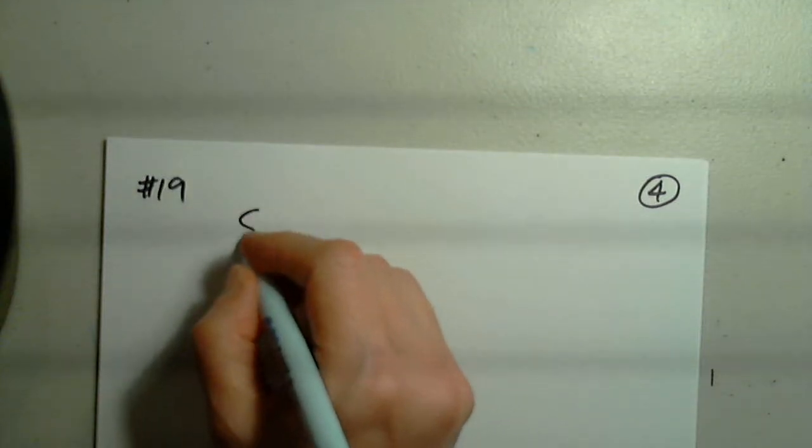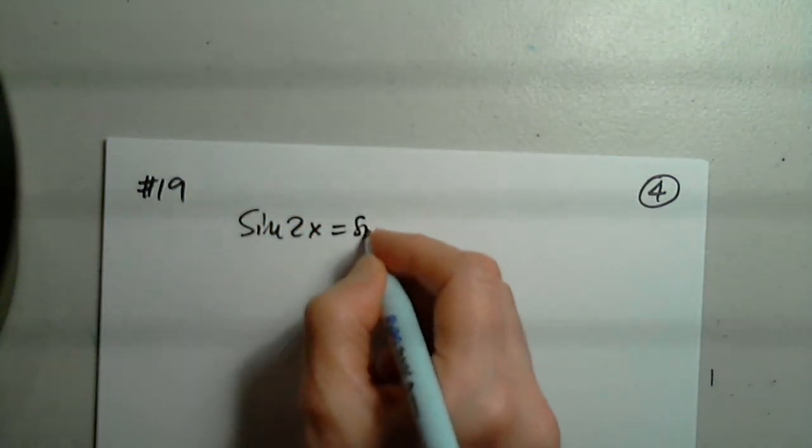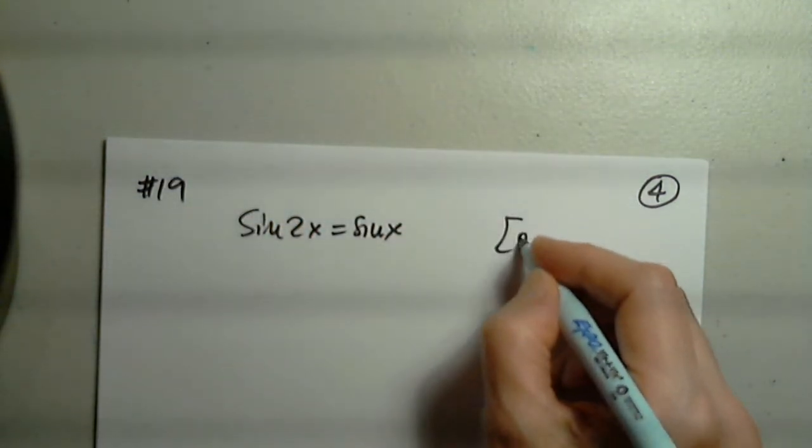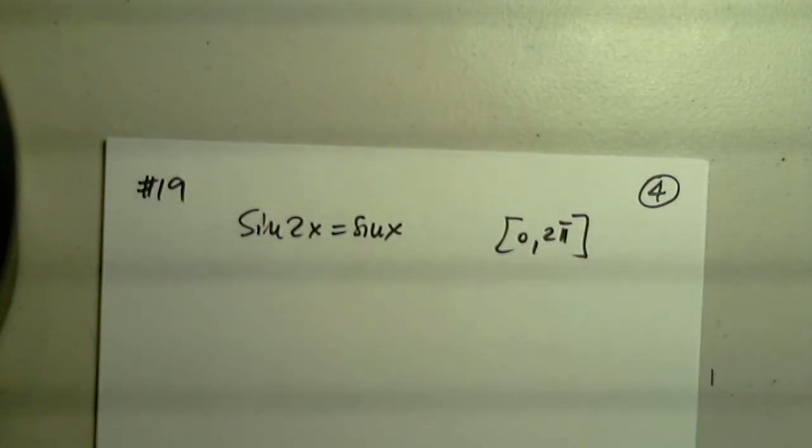I wanted to go over 19 just as a refresher, if you can. Yes. So let's look at 19. Sine 2x equals sine x on the interval 0 to 2 pi.